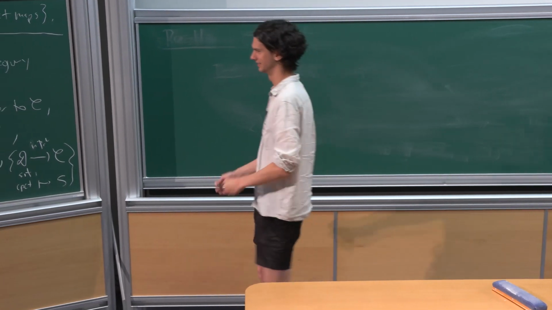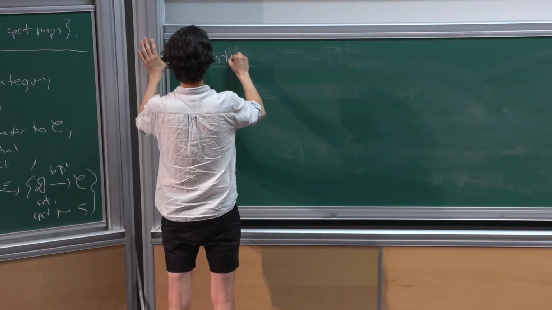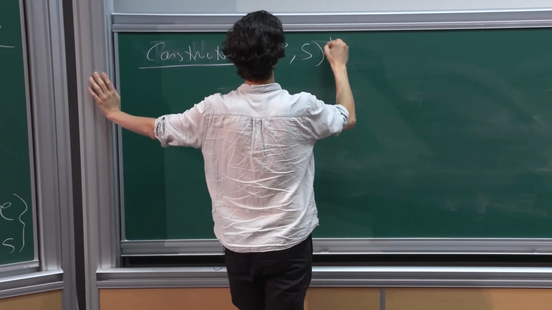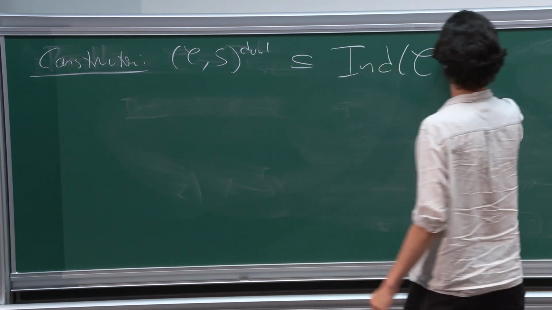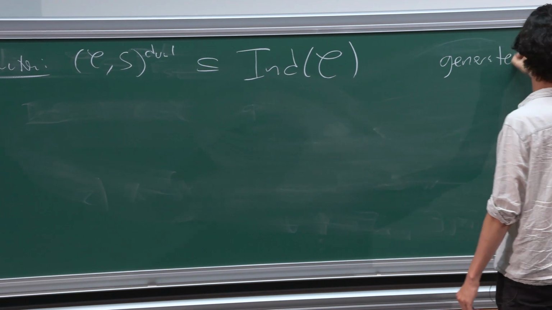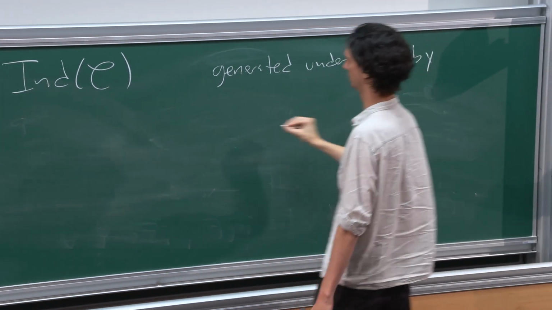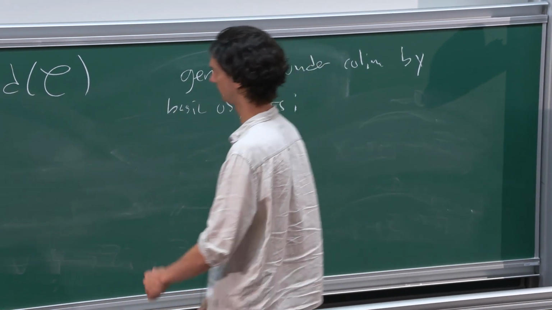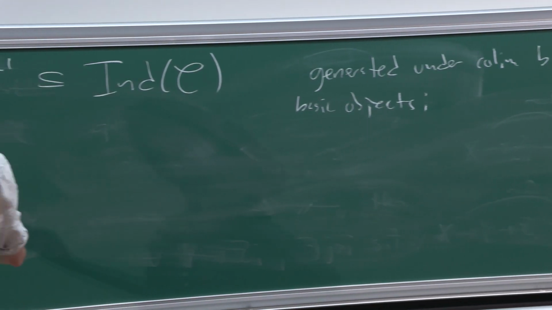Okay, so the construction. This CS dual is going to be a full subcategory of Ind of C, and it's going to be generated under colimits by basic objects, which are as follows. It's going to be very similar to our previous discussion, but with a twist.